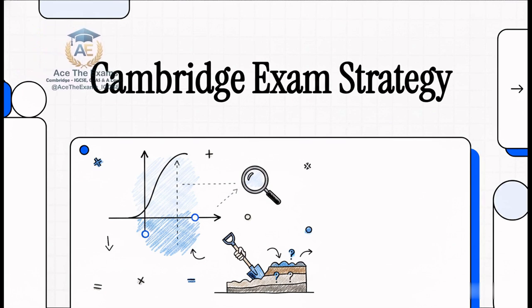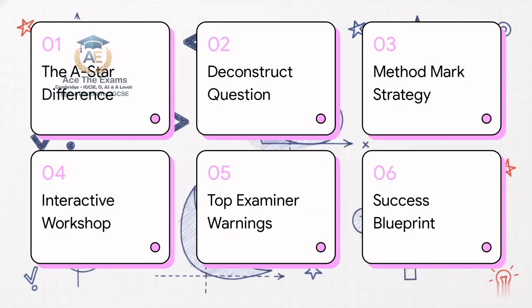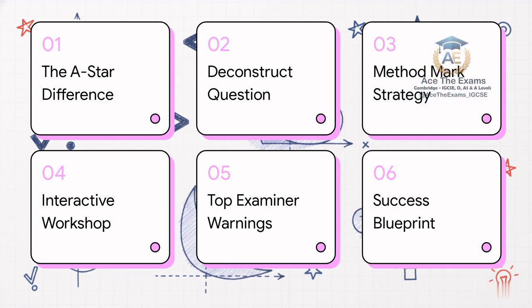Let's get into it. Here is our game plan for today's dig. First, the A-star difference. Second, deconstructing the question. Third, the method mark strategy. Fourth, our interactive workshop. Fifth, top examiner warnings. And finally, number 6, your success blueprint.